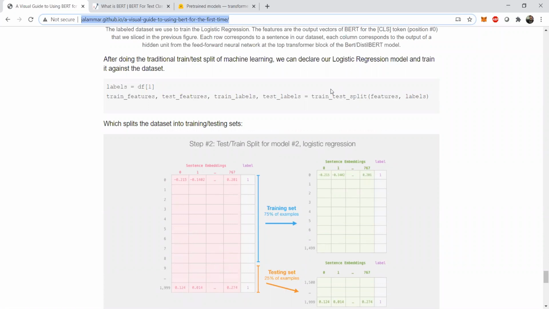So essentially, if you want to summarize what we have learned, the first thing is that BERT is a bidirectional representation transformer model. There are two versions of it: one is BERT base and one is BERT large.